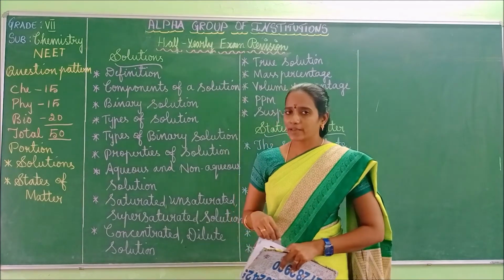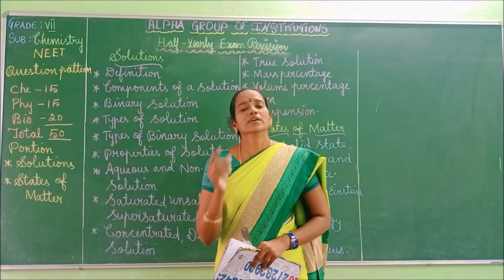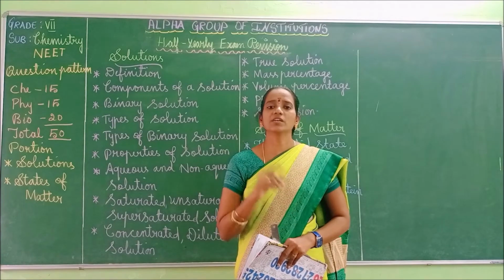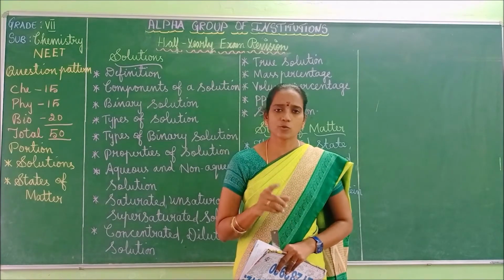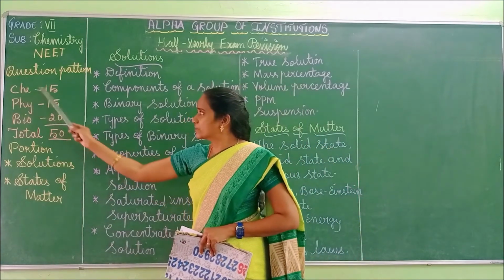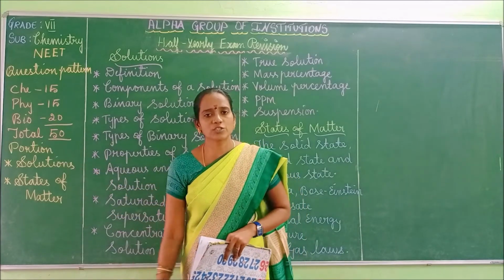In chemistry, you will get 15 questions, so 15 marks. In physics also the same, 15 marks, and for biology you will get 20 questions, 20 marks. So physics 15, chemistry 15, and biology 20. Overall, 50 marks you are going to write.